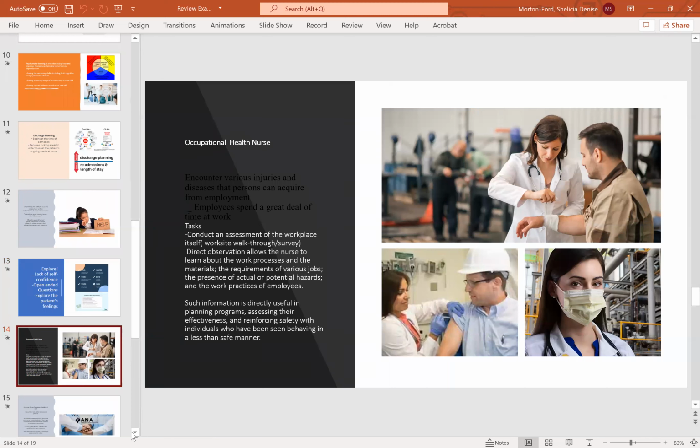Okay, so we do know that the occupational nurse works in the settings where people work. They conduct assessments of the workplace itself. They do direct observations. And this allows that nurse to see if the different programs and interventions that she's putting into place, the education she's providing, actually work. For another one, if people are actually doing it.